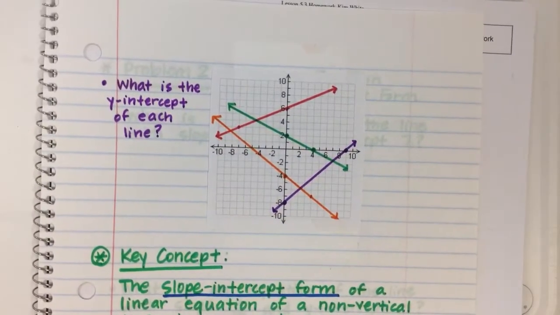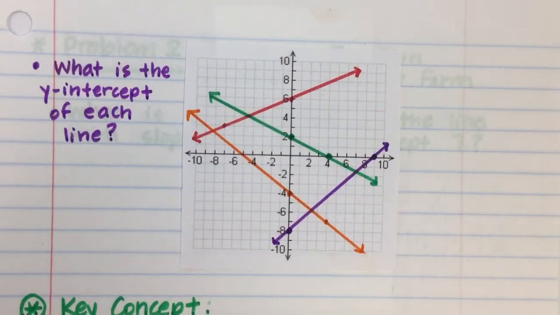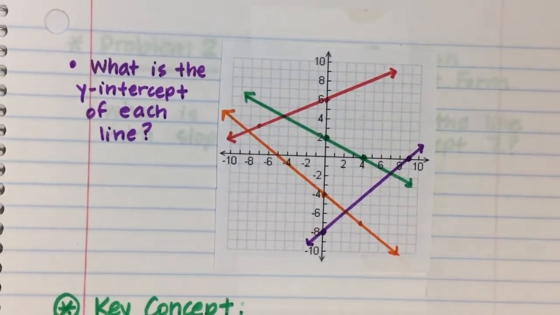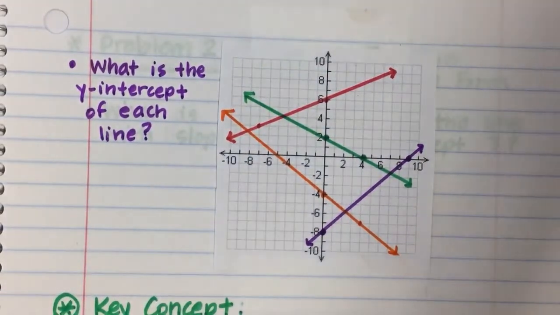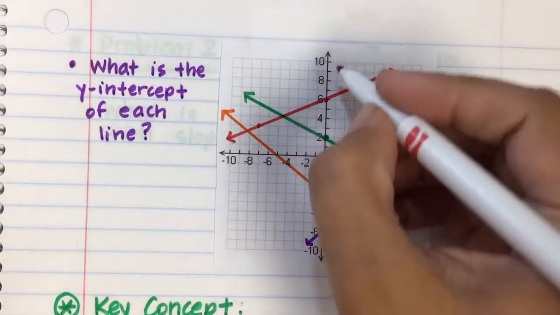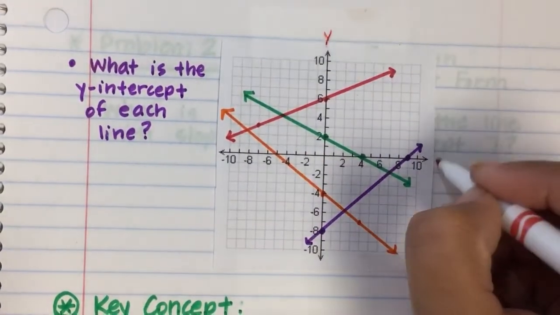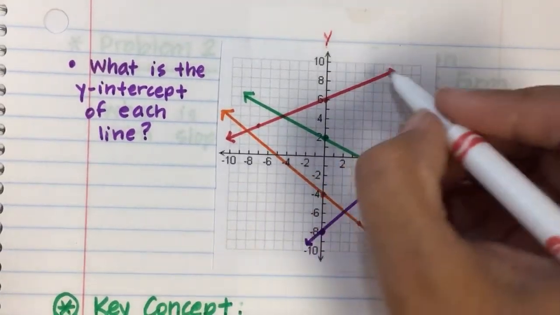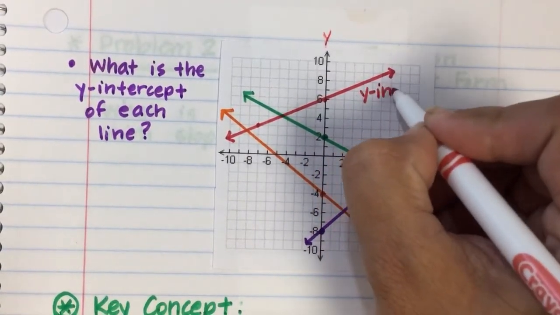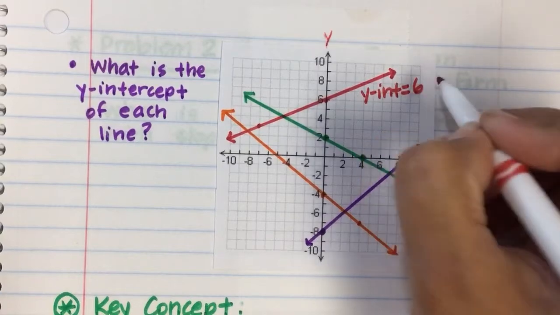Okay, so let's look at these lines right here. What is the y-intercept of each line? All right, well, let's start with the red line. The y-intercept of the red line is where it crosses the y-axis, and that's this one. And this is the x-axis. So the y-intercept of the red line is 6.